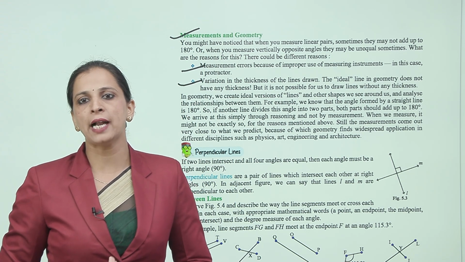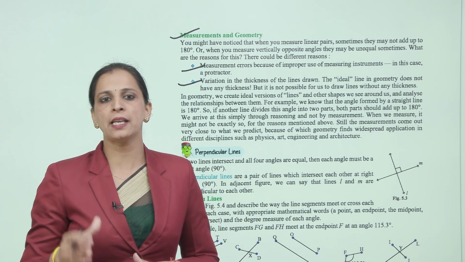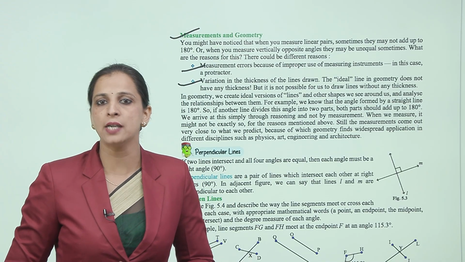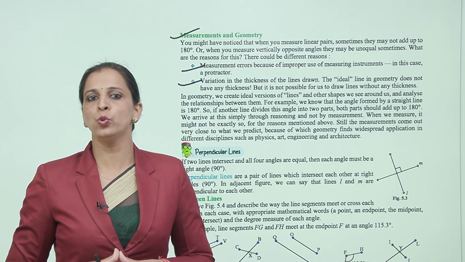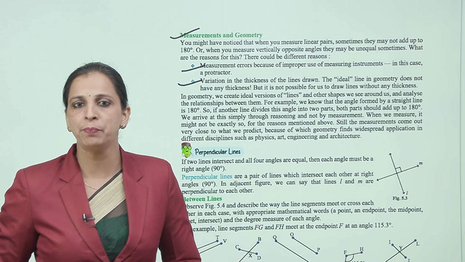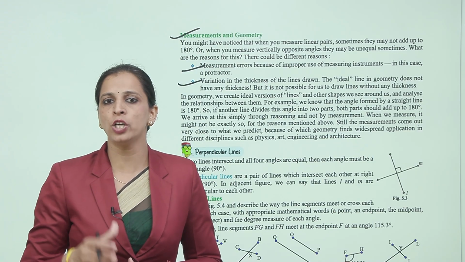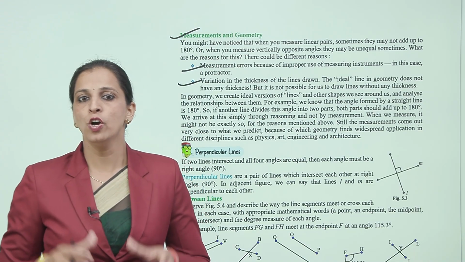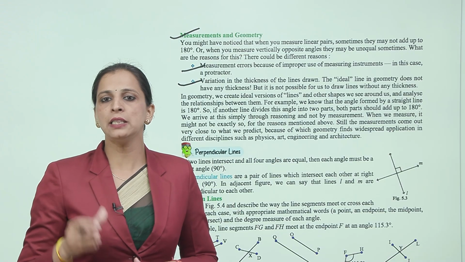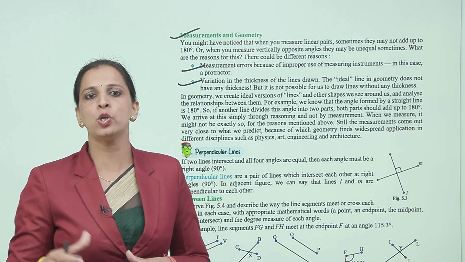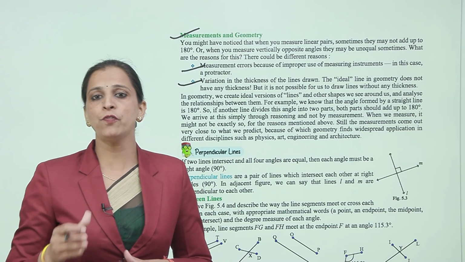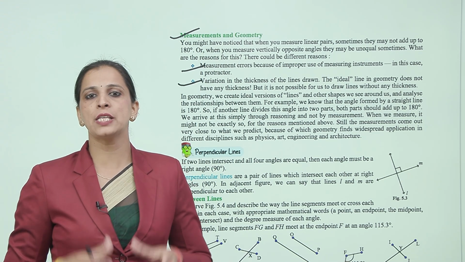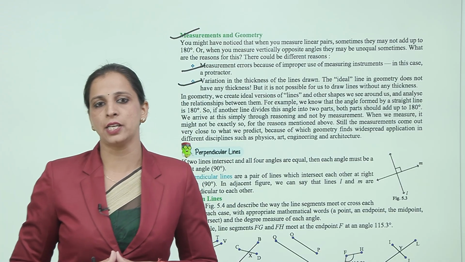For example, we know that the angle formed by a straight angle is 180 degrees. So, if another line divides this angle into two parts, both parts should add up to 180 degrees. We arrive at this simply through reasoning and not by measurement. When we measure, it might not be exactly so for the reason mentioned above. Still, the measurements come out very close to what we predict, because of which geometry finds widespread applications in different disciplines such as physics, art, engineering and architecture.